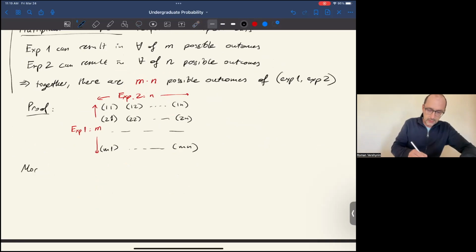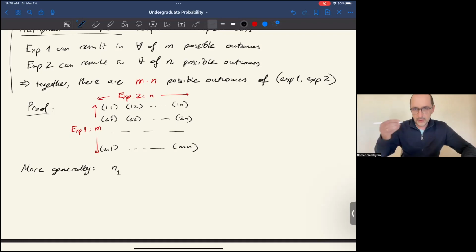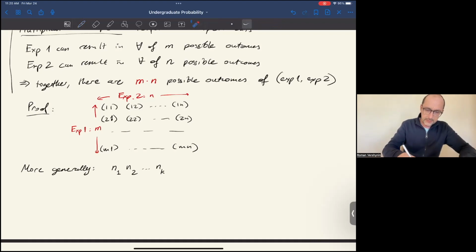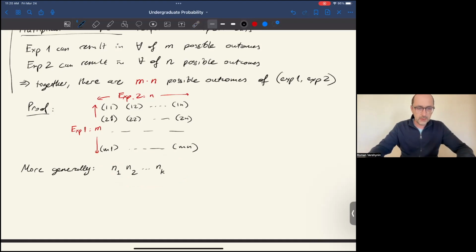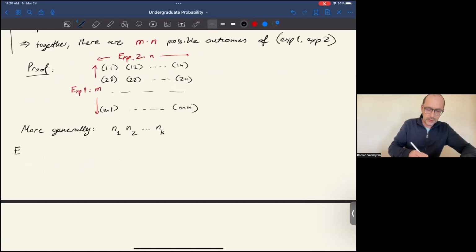More generally, if we have more than 2 experiments, maybe k experiments, if experiment 1 can result in n1 outcomes, and experiment 2 can result in n2 outcomes, and so on, and experiment k can result in n sub k outcomes, then collectively all these experiments together can result in n1 times n2 times ... times nk outcomes. It will become clear from the next example what we mean by more general situation.